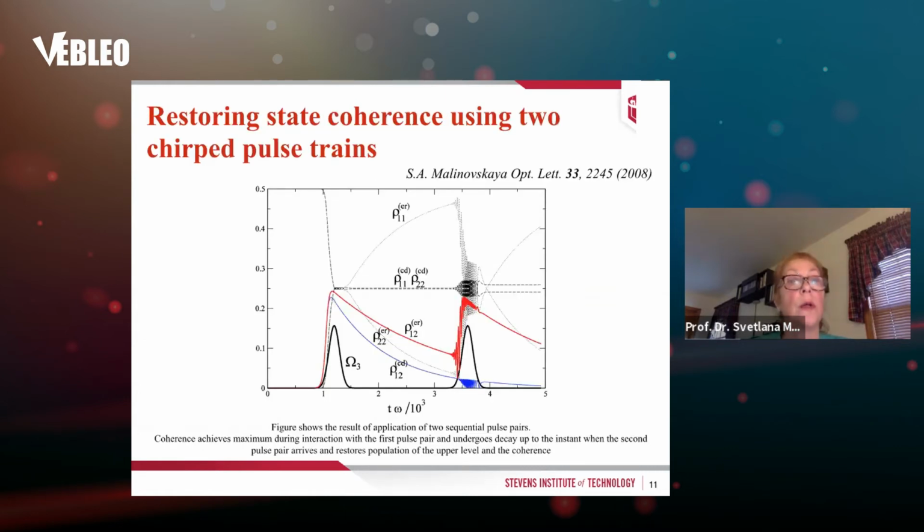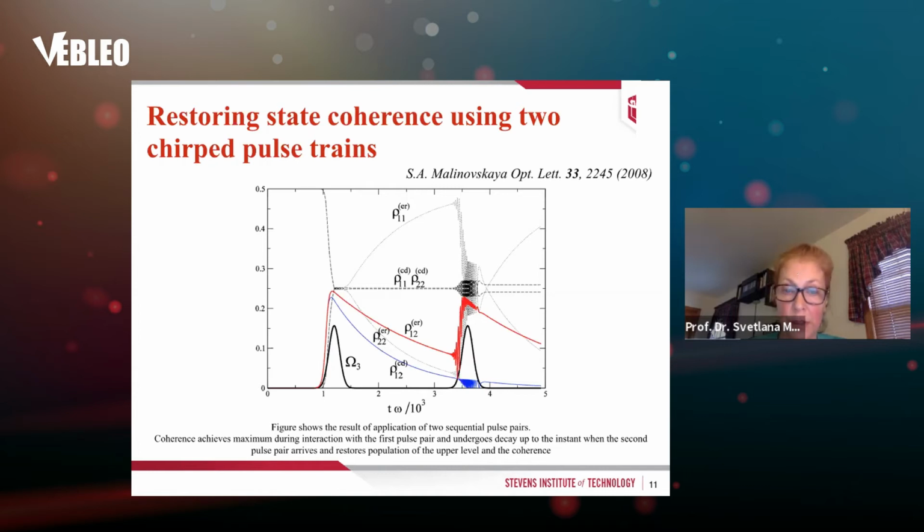Well, moving on, we studied the impact of the decoherence on the controllability of selective excitation of Raman transitions. And decoherence is inherently present in the molecules interacting with the environment. And to mitigate it, we use two phase-locked pulse trains, here shown by black omega-3 Rabi frequency on the figure.